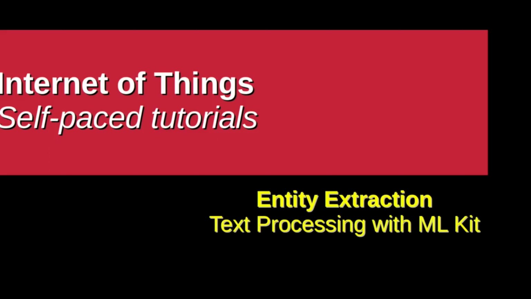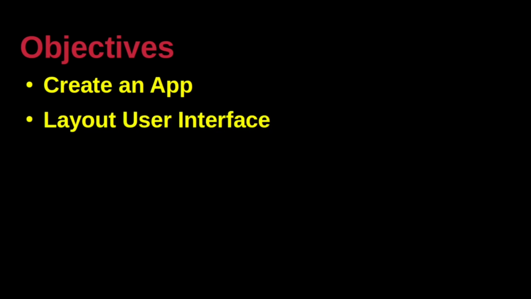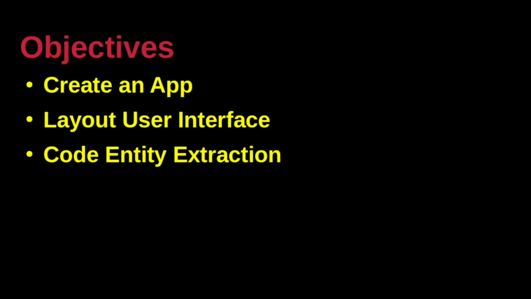This video demonstrates an introductory use of natural language processing using Google ML Kit. The objective of this tutorial is to create an app, lay out a user interface, write code to extract objects from text, enter test samples of text, run the app, and examine the entities interpreted.